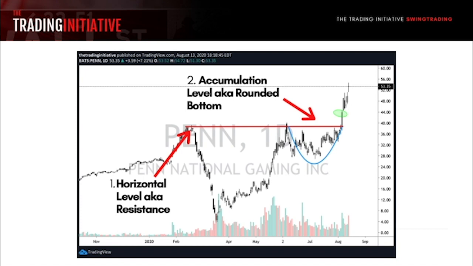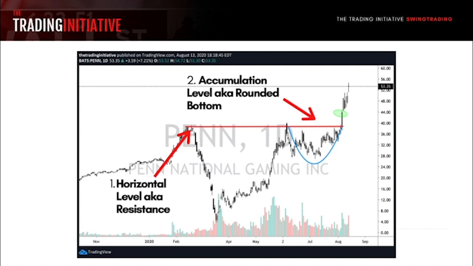Number two here, the accumulation level, aka a rounded bottom. The concept is, if you've taken my masterclass, you know the Wyckoff model, right? We have accumulation, markup, distribution, markdown. It's the life cycle of a market. The accumulation level that I like to trade is something typically underneath a horizontal level. It shows me that buyers are looking to purchase this, but sellers are temporarily pushing price down. And at some point, it's going to break, right?